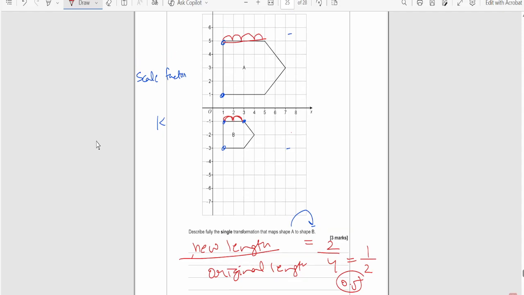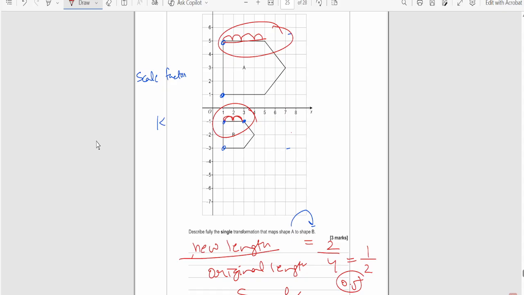How did we do it? We checked our original length and the new length, we divided them, and we got our answer. So scale factor means the factor by which the shape size has enlarged or decreased or diminished.